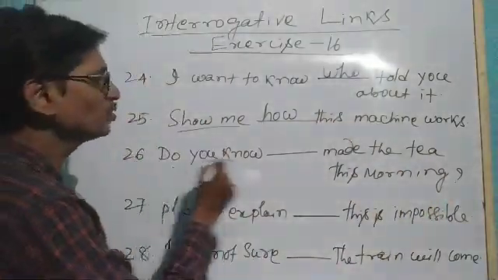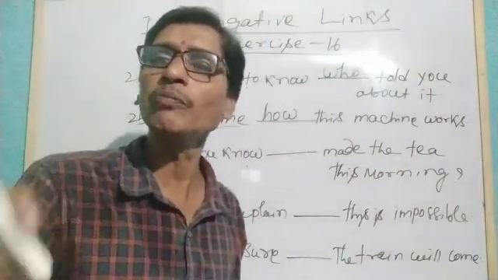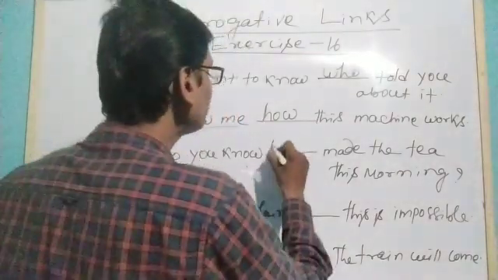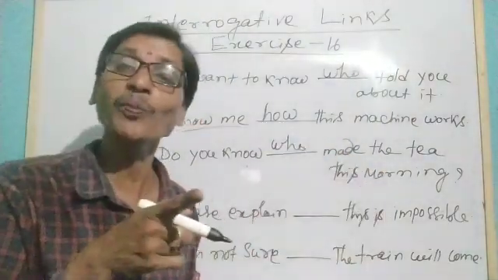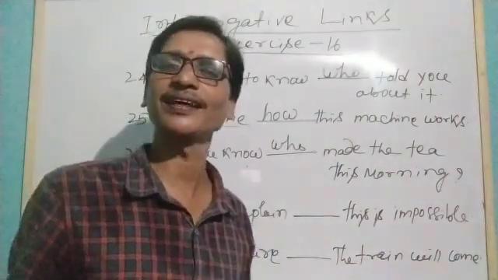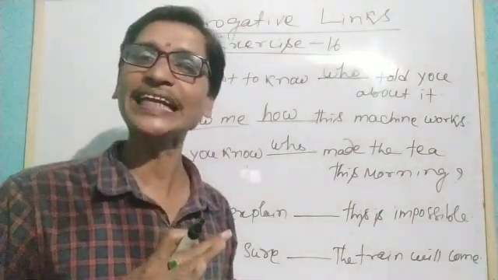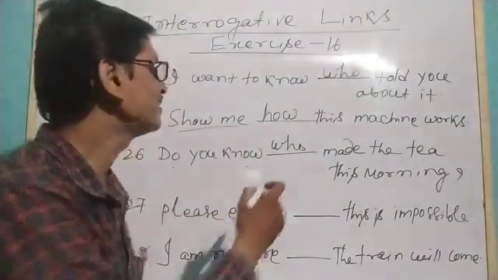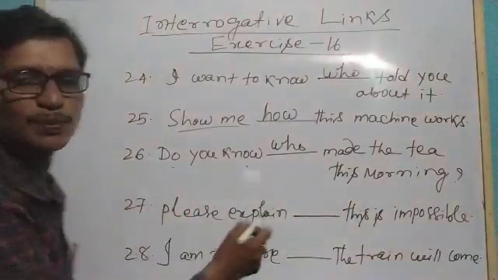Next is, do you know dash made the tea this morning? Tea is made by someone, a person. Who made this tea this morning? So we have to use who. Do you know who made the tea this morning? It's my younger brother. It's my mother. It's I. Understand? So when we want to know about the person, it is who. Clear?